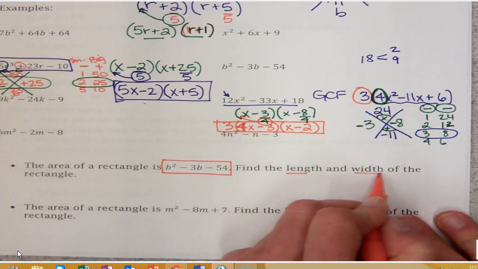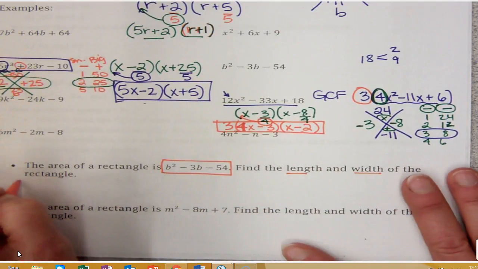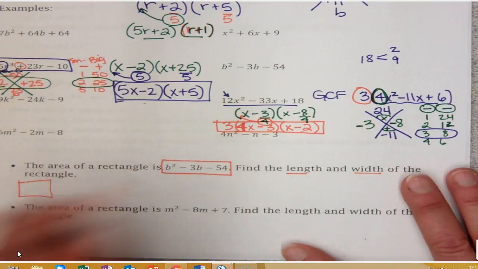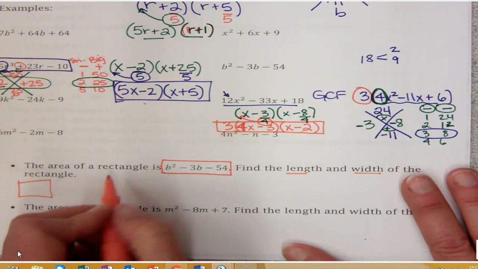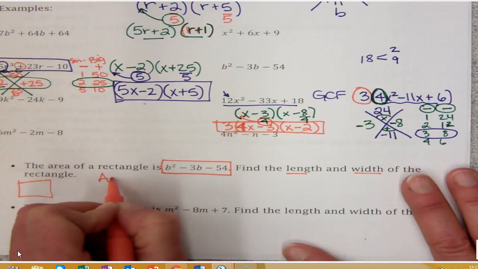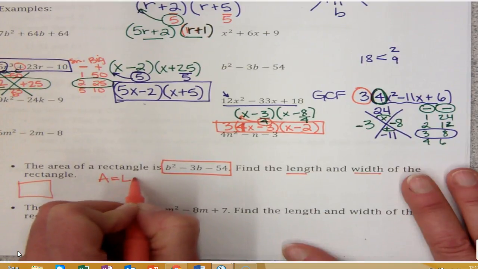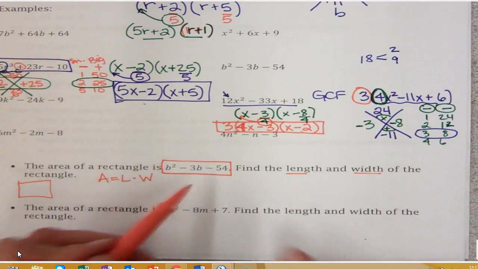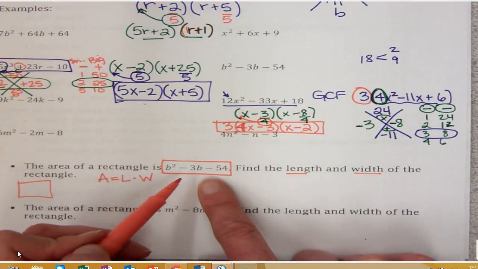Here, the area of a rectangle is this trinomial. Find the length and the width. So if I know that the area of the rectangle is this, I know that the formula for the area is length times width. So it's basically saying, what two factors multiply to give me this?